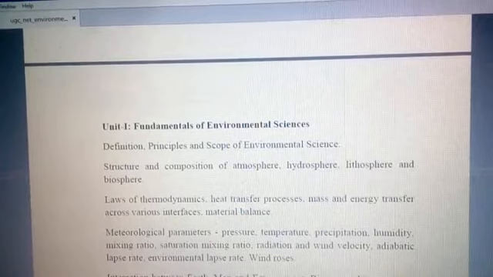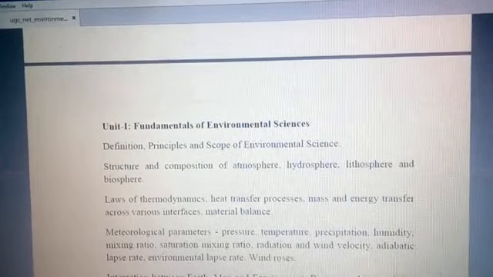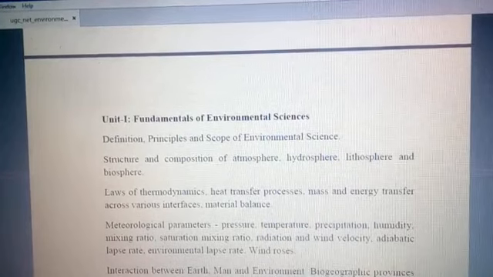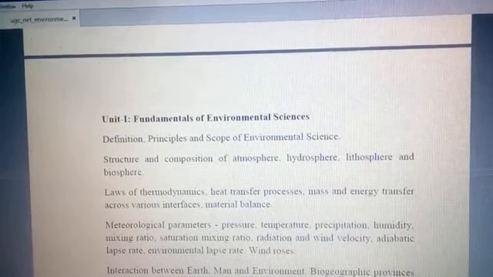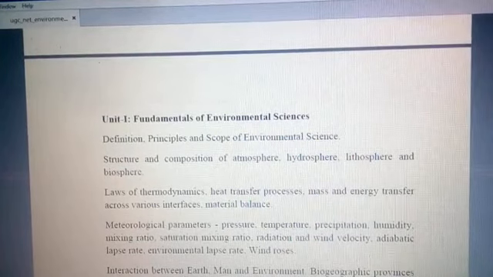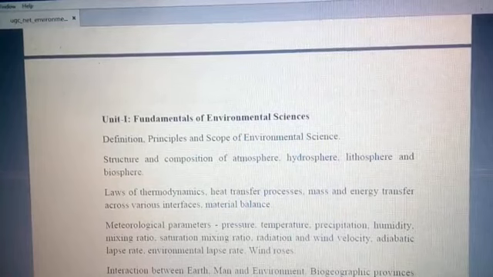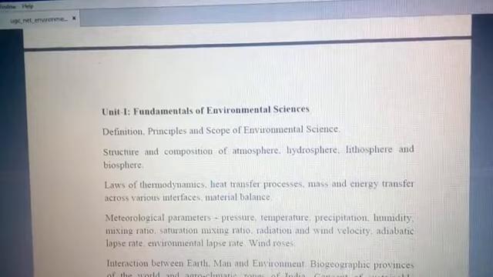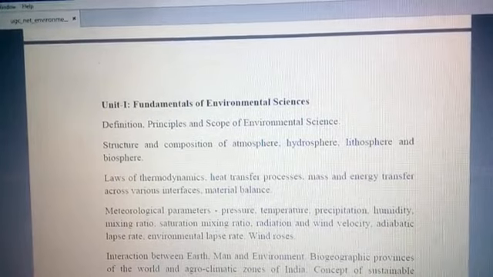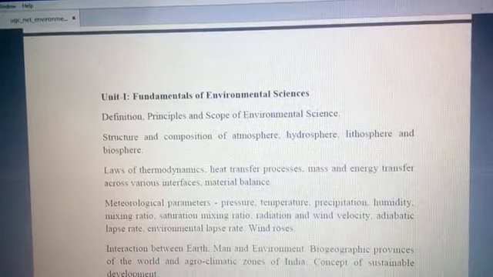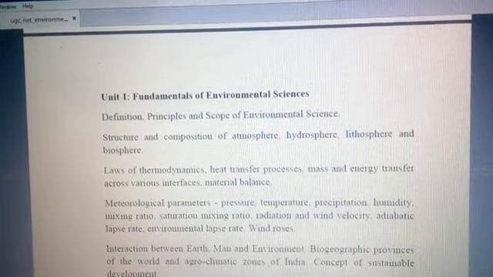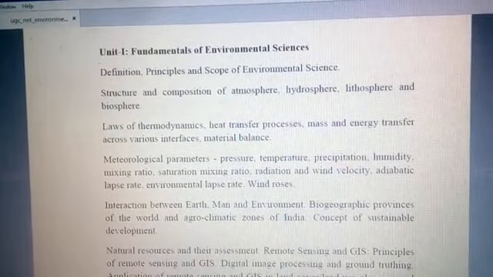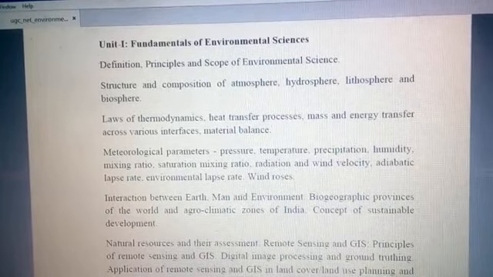The next topic is meteorological parameters like pressure, temperature, precipitation, humidity, mixing ratio, saturation mixing ratio, radiation and wind velocity, adiabatic lapse rate, environmental lapse rate and wind rose diagrams. The next topic is the interactions between Earth, man and environment, biogeographic provinces of the world and agroclimatic zones of India. The concept of sustainable development will also be covered in this unit.